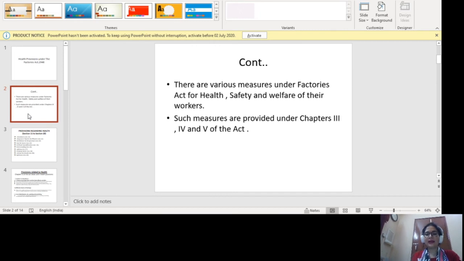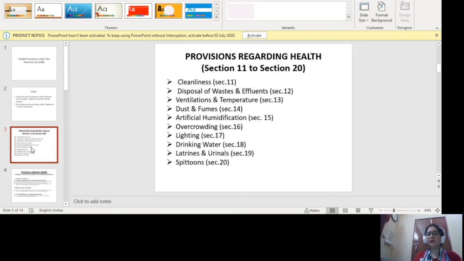Now, revising our content, the Factories Act provides for provisions for the health, safety and welfare of workers working in factories, and such measures are provided under chapters 3, 4 and 5 of this act. First we are going to deal with the provisions regarding the health of the workers.